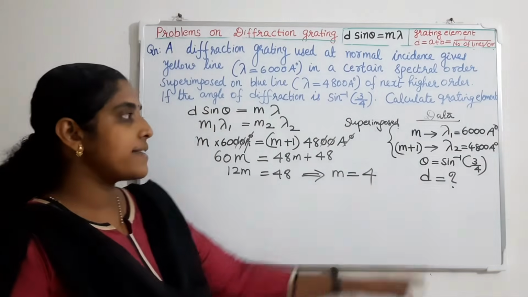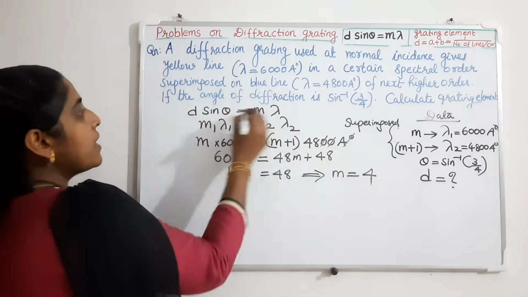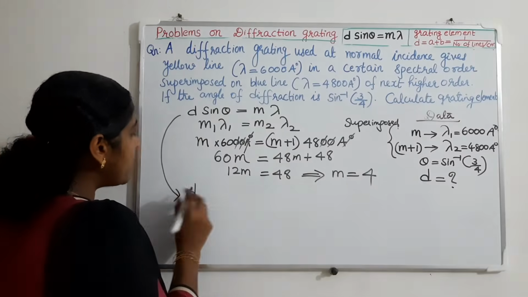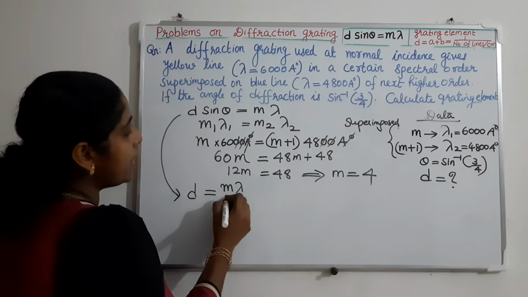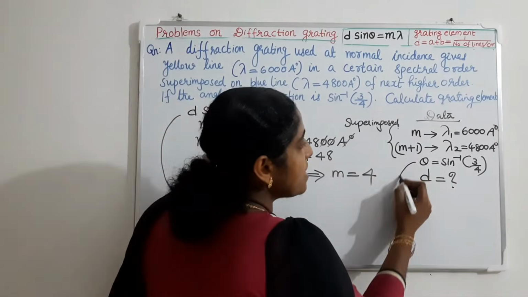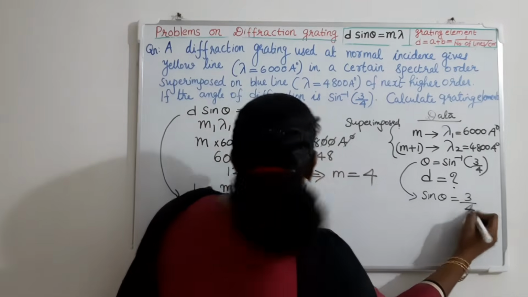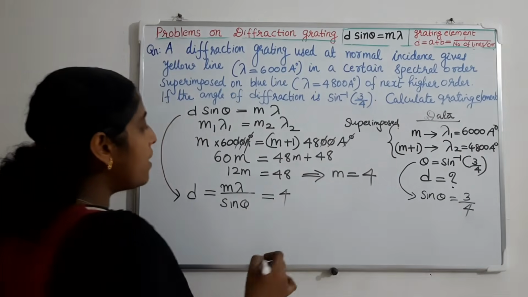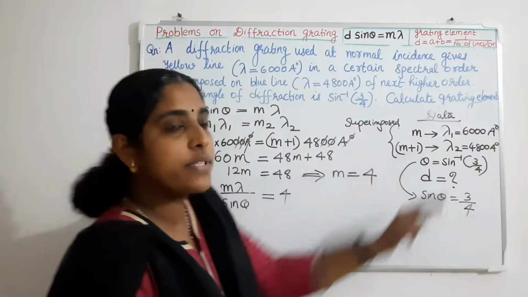So the order corresponding to the wavelength lambda 1, 6000 Armstrong, is 4. Now we can apply the grating equation, that is D sin theta equal to M lambda. From that the grating element D is equal to M lambda divided by sin theta. So what is sin theta? Theta is sin inverse 3 by 4, so sin theta is equal to 3 by 4. So we can write it as M. What is M? 4. The wavelength corresponding to the order M is 6000 Armstrong.